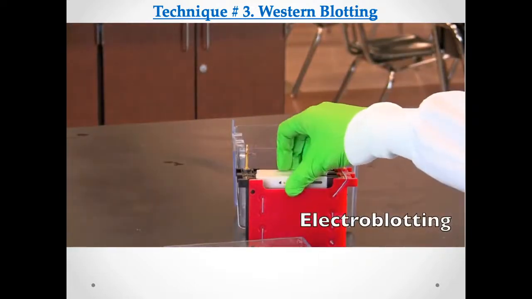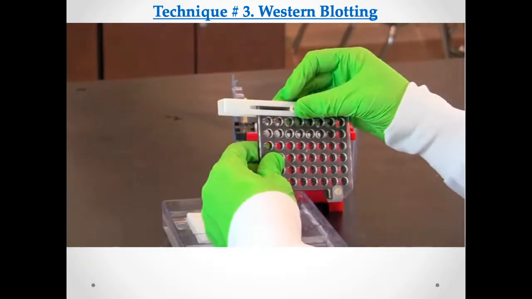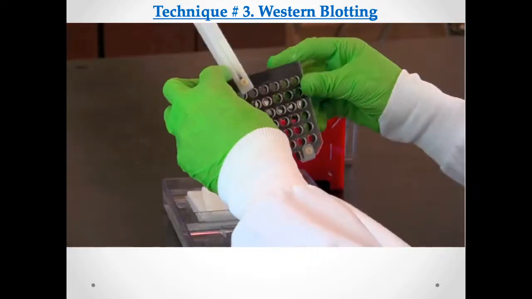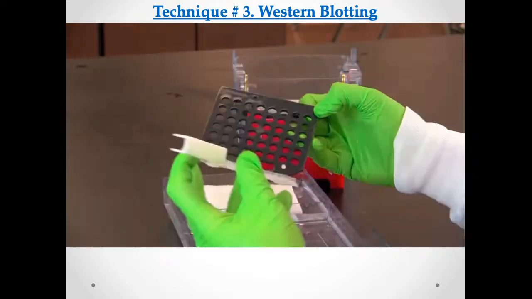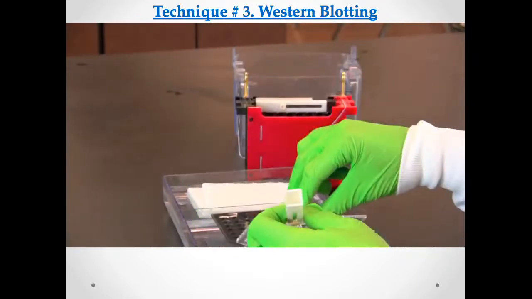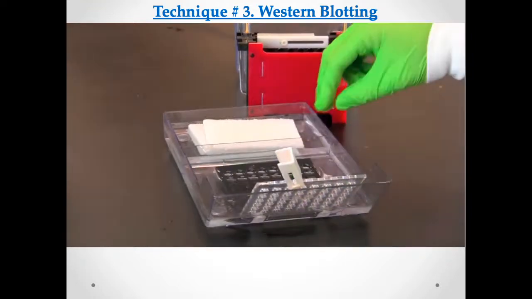To make a blotting sandwich, obtain a container large enough to fit the gel holder and add enough blotting buffer until the container is filled approximately 1 centimeter deep. Place the gel holder cassette in the container with the black side down and immersed in the buffer, and the white side up and out of the buffer.